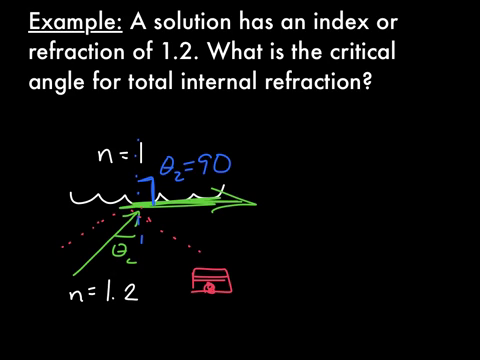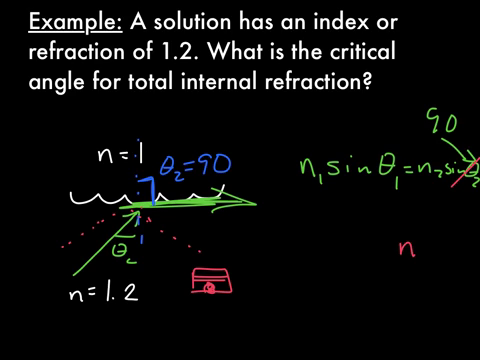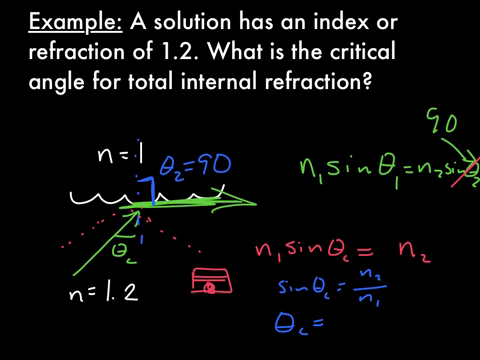But I digress. Okay, start with Snell's law, N1 sine theta 1 equals N2 sine theta 2, where if this is 90 degrees, sine of 90 is just 1. So now we have N2 equals N1 sine theta critical. Move this around, you get sine theta critical equals N2 over N1, and theta critical equals 56.4 degrees.